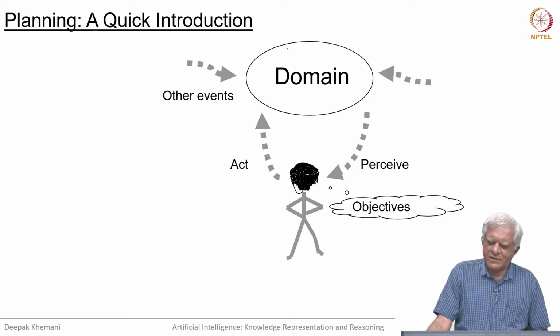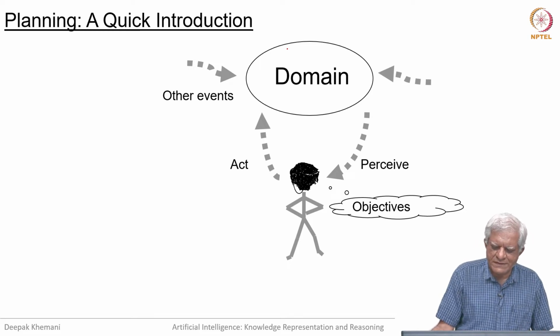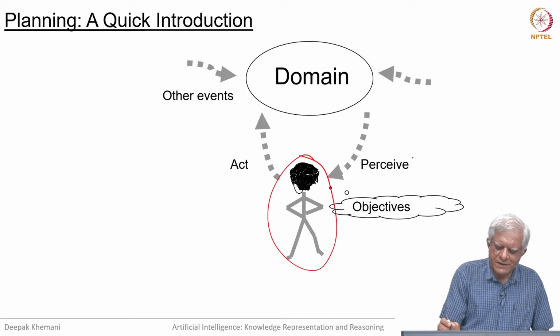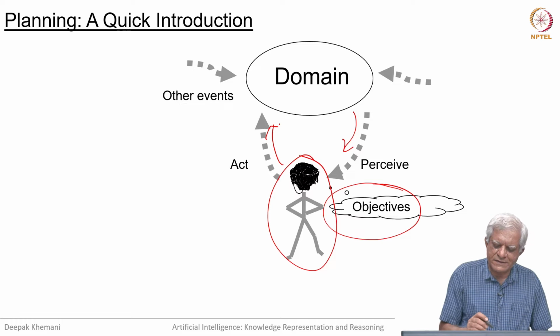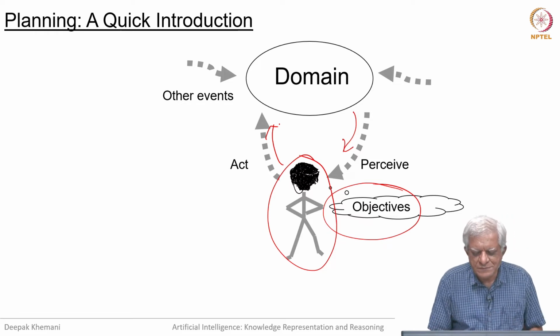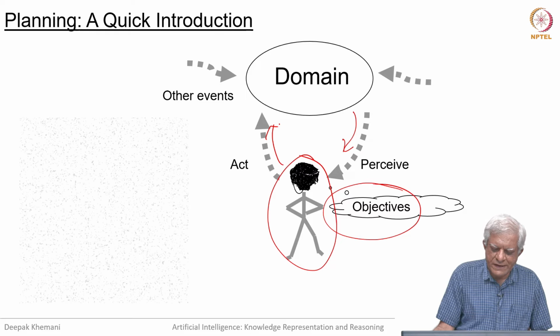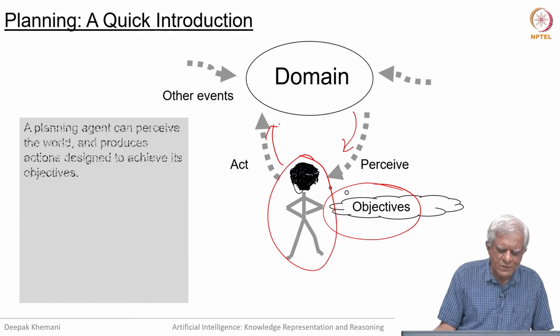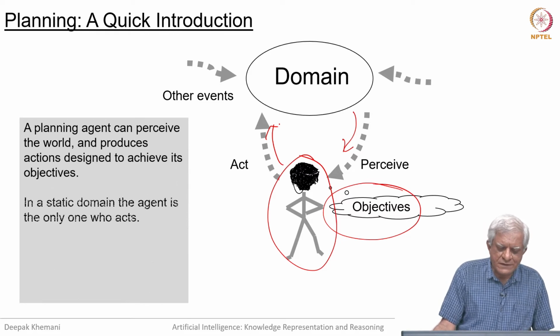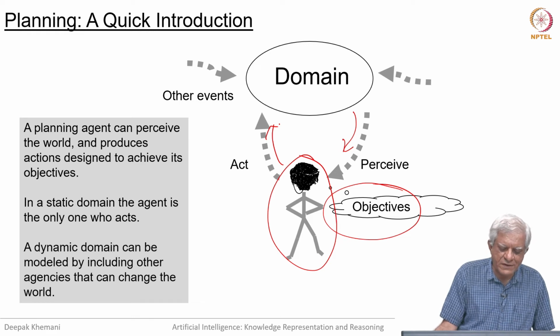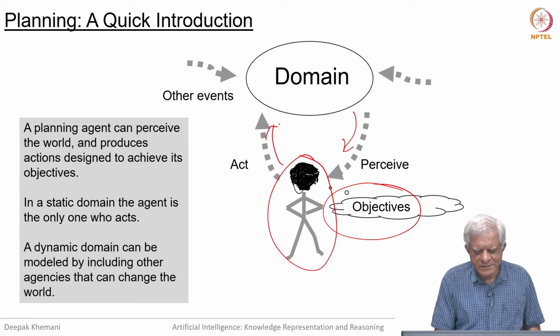So, just a quick introduction to planning, because planning is to do with actions. There is a domain and there is an agent, and the agent has certain objectives, and the agent can perceive the domain, and the agent can act upon the domain. That is the general idea of what an agent can do, but there may be other events happening which are exogenous, or there may be other agents also. So, a planning agent can perceive the world and produces actions designed to achieve its objectives.